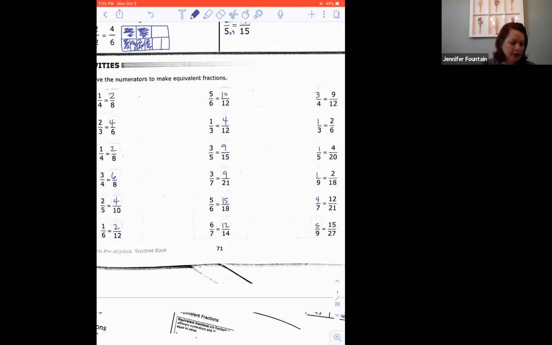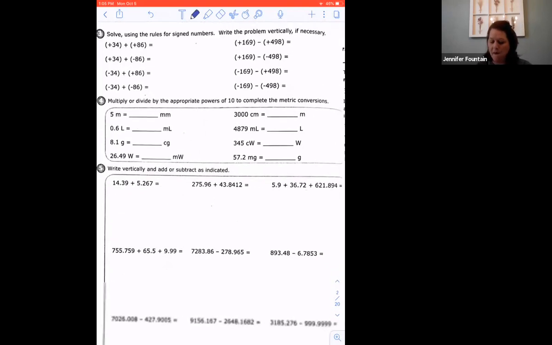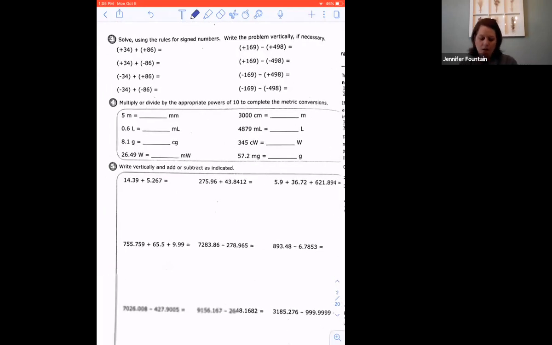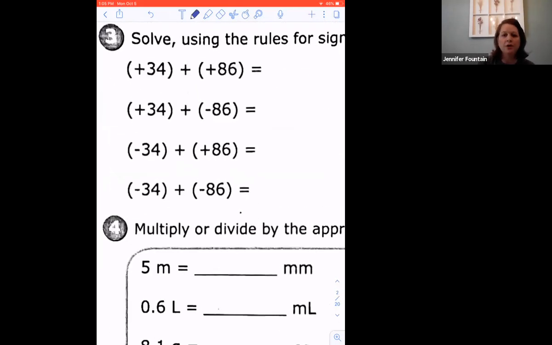All righty, so we're going to go ahead and turn the page to page 72. All right, so on 72, on this page, let's go through activities 3 together. Okay, let's look at activities 3. Let's go ahead and review our use of signs.